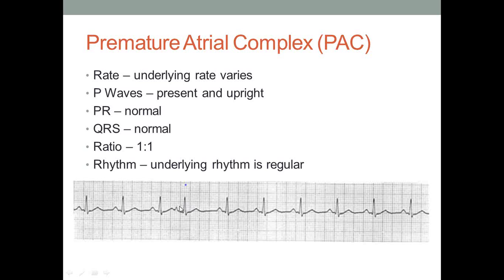So if we were to take this entire complex and shift it over to the right a little bit, we would have returned to a normal sinus rhythm for the entire strip. So again, because this is narrow and because there's a P wave, we know that this is a premature atrial complex. Everything else, the underlying rhythm, is normal sinus. This one random beat is a premature atrial complex.